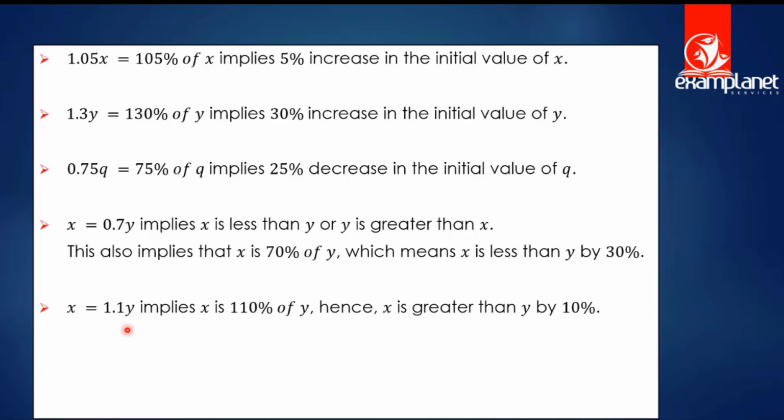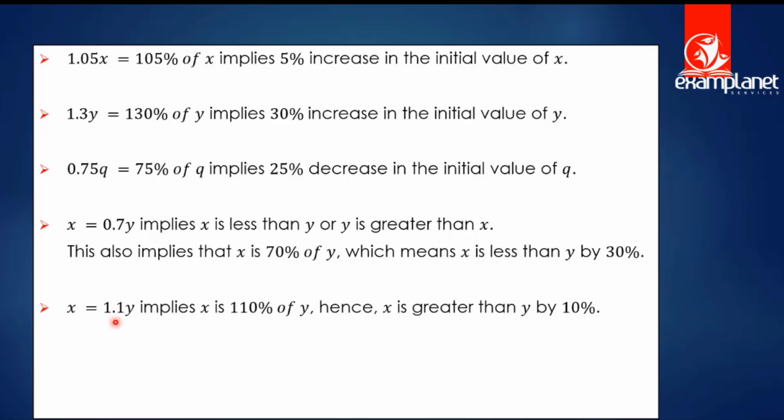And if that is the case, what does it mean? It simply means x is bigger than y, because x is more than 100% of y. It is 110%. So meaning x is greater than y by 10%, that extra on the 100. That means y is less. So you can calculate by what percent y is less as well. But here we can easily say that x is greater by 10%.